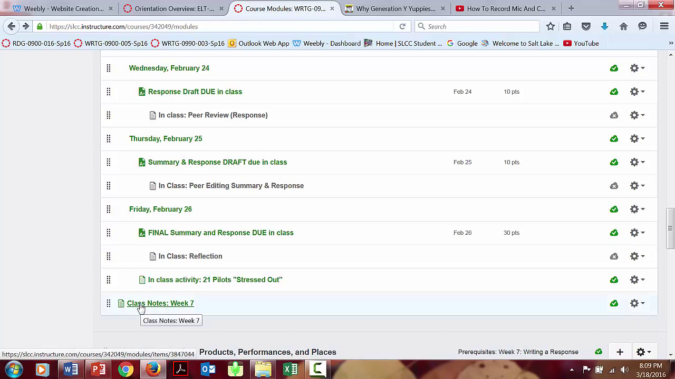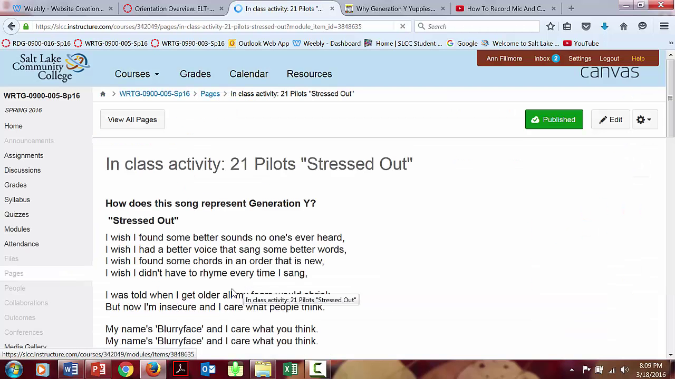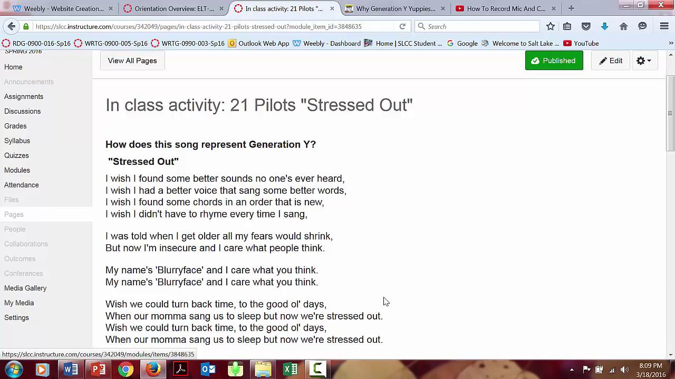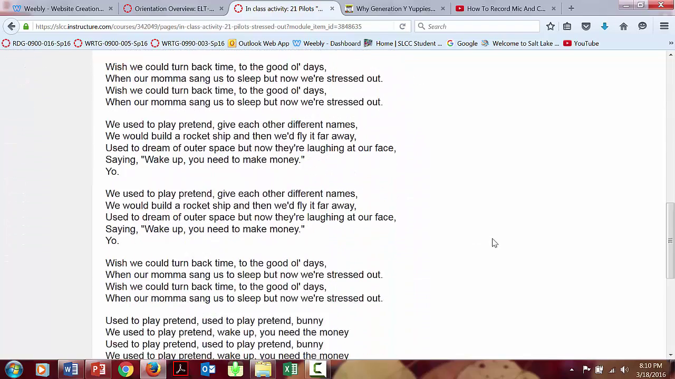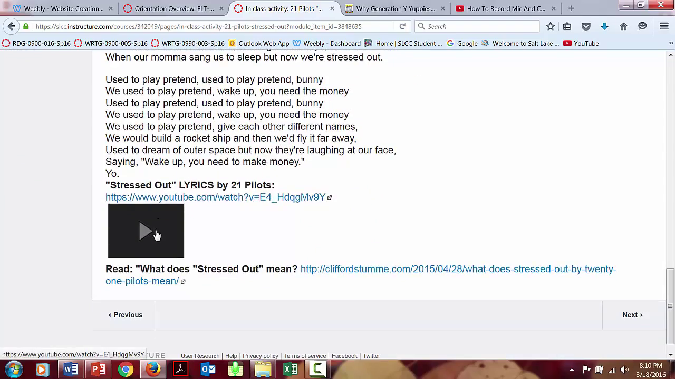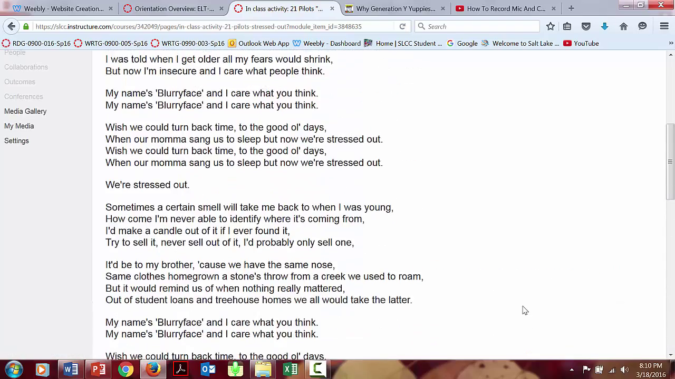Again, week 7 class notes, and to finish out the week, we did a fun activity. It's right here. I ended up publishing it. There's a song that's all over the radio right now. It's called Stressed Out by Twenty One Pilots, and I played this with the lyrics. In pairs they were to answer, how does this song represent Generation Y? So these are the lyrics, and there's the video. That was kind of fun.